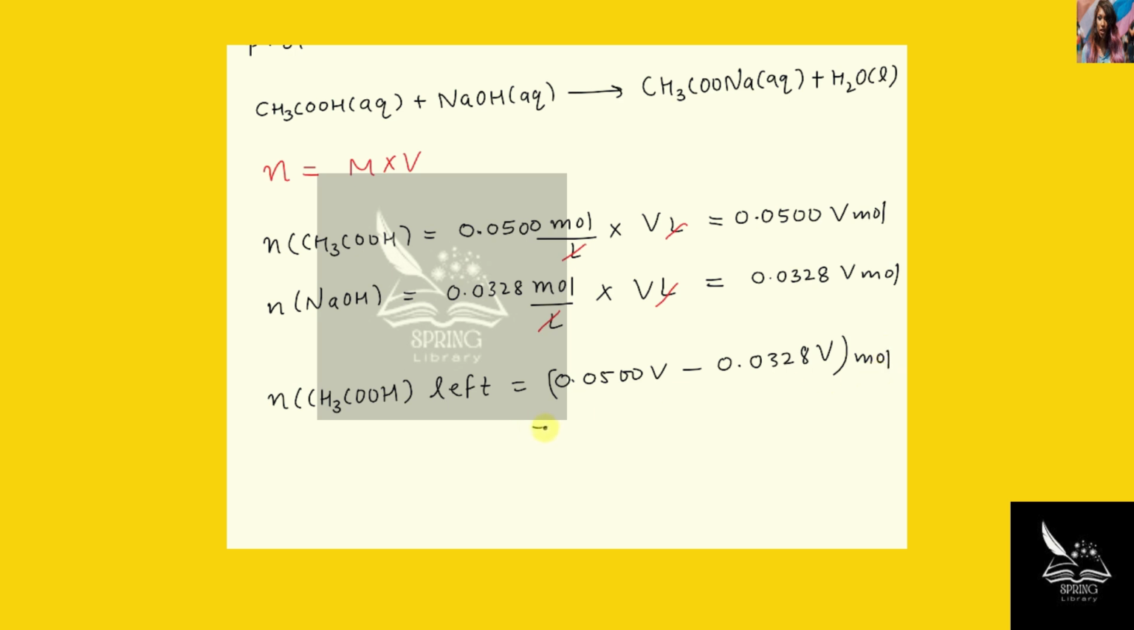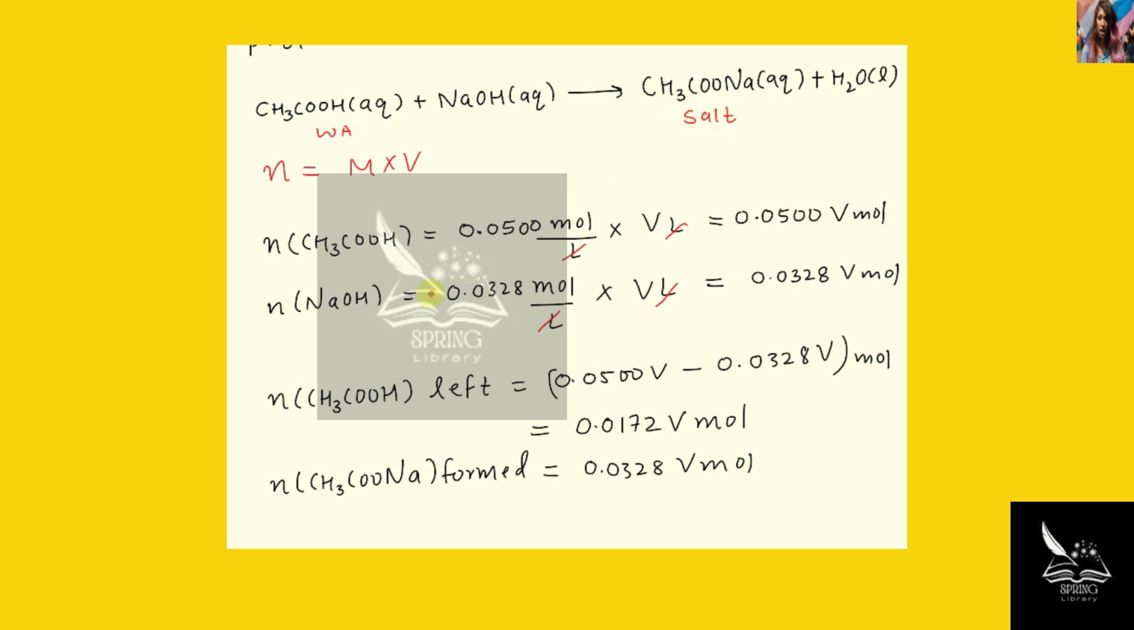On solving, we are getting this value as 0.0172 V mole. Now, if we talk about the moles of sodium acetate formed, it will be equal to moles of NaOH because NaOH is the limiting reagent here. We can write it as 0.0328 V mole. Now, in the solution, we are left with acetic acid and sodium acetate. Acetic acid is a weak acid and sodium acetate is the salt of that weak acid, and hence we are having an acidic buffer solution.